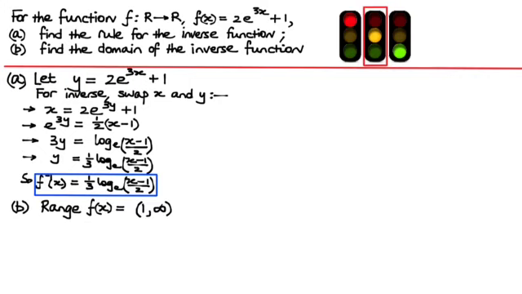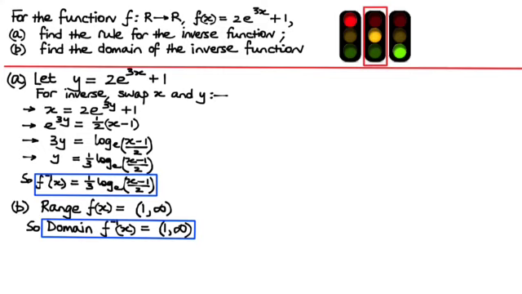Now that's going to be the domain of the inverse, okay? So therefore we just write it out like that. The domain of the inverse is from 1 to infinity not including the 1. So a round bracket, be very careful with that. So that's okay. That's how to do it.